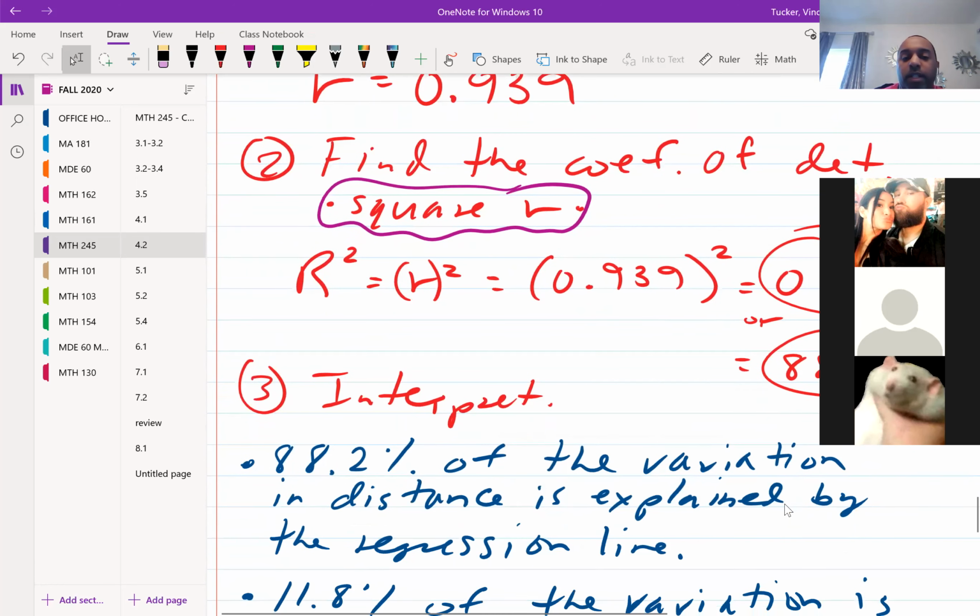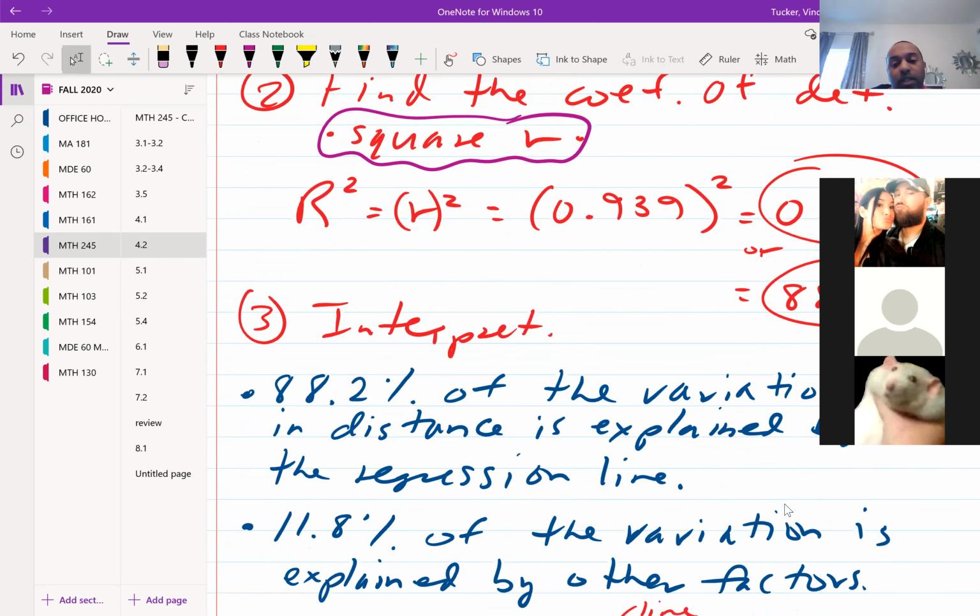So the first thing we recognize is that 88.2% of the variation in the distance is explained by the regression line. Subtract that from 100, that means 11.8% of the variation is explained by other factors. So in other words, if the outcome doesn't go along with the regression line prediction, you know how we had the 103 miles per hour, 270 was a prediction, but it was hit at 274. So that's right around the same type of number.